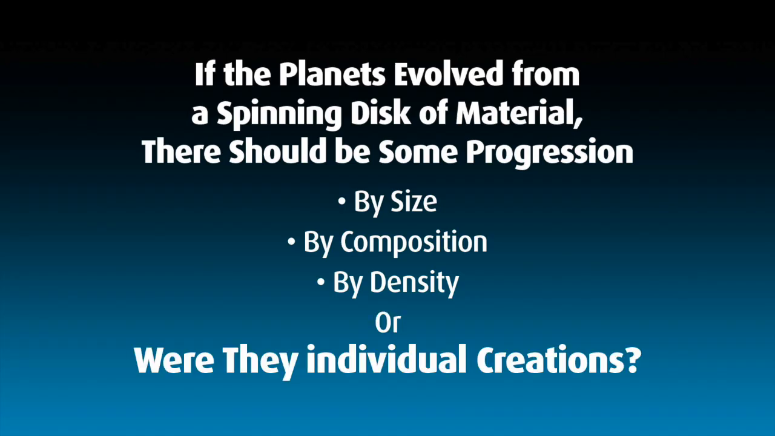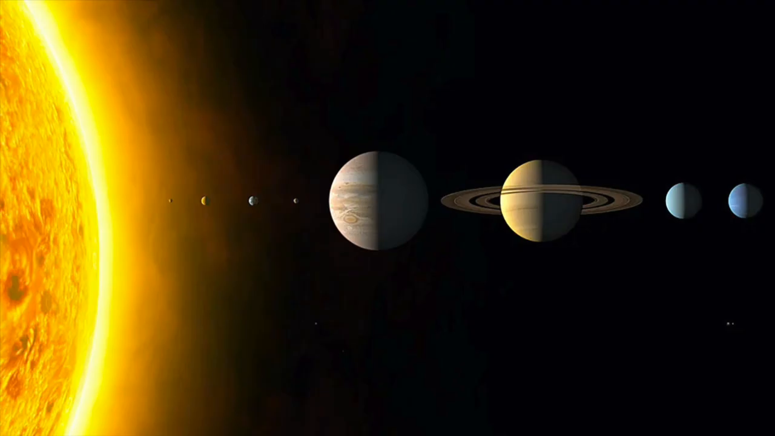And if not, then it would indicate maybe they were individual creations. If we got our solar system from a spinning disk of material, there should be some logic as to planet size. But you can see there clearly is not. We go really small, little bigger, smaller again, then way big, then a little smaller, and then smaller and smaller. That is not any kind of logical progression in size.